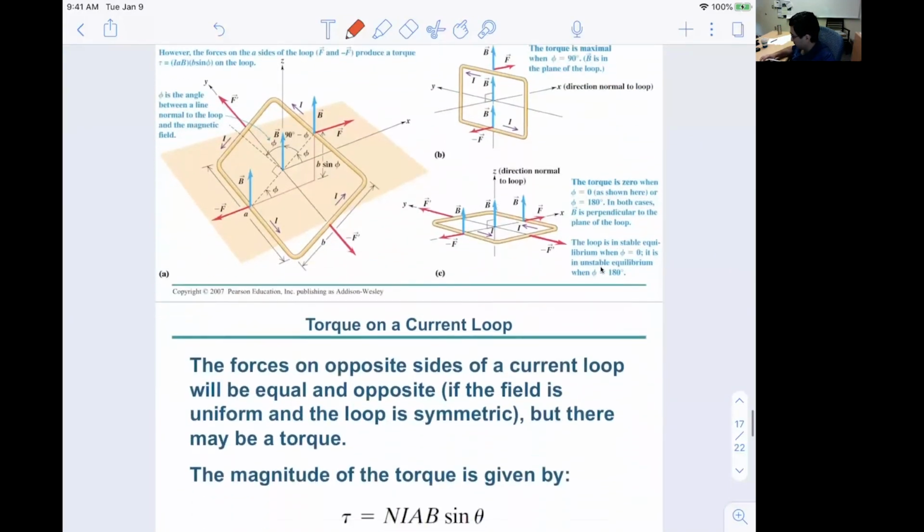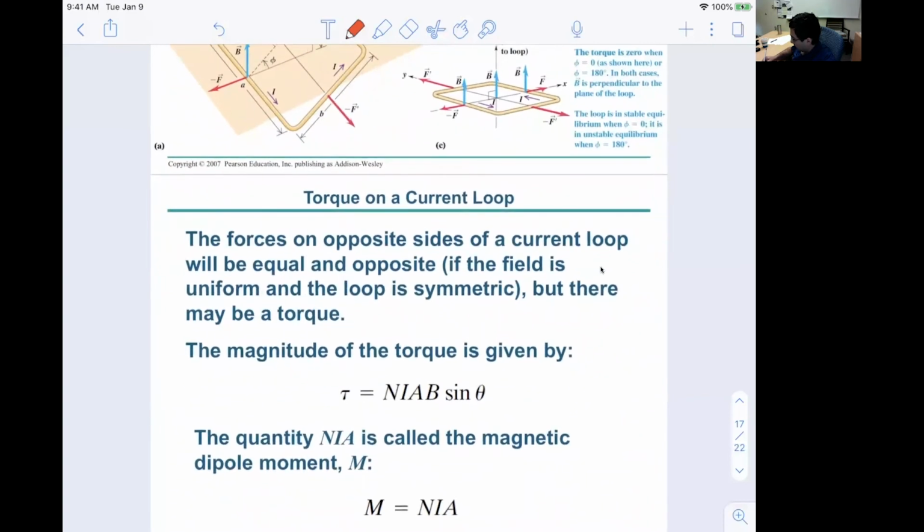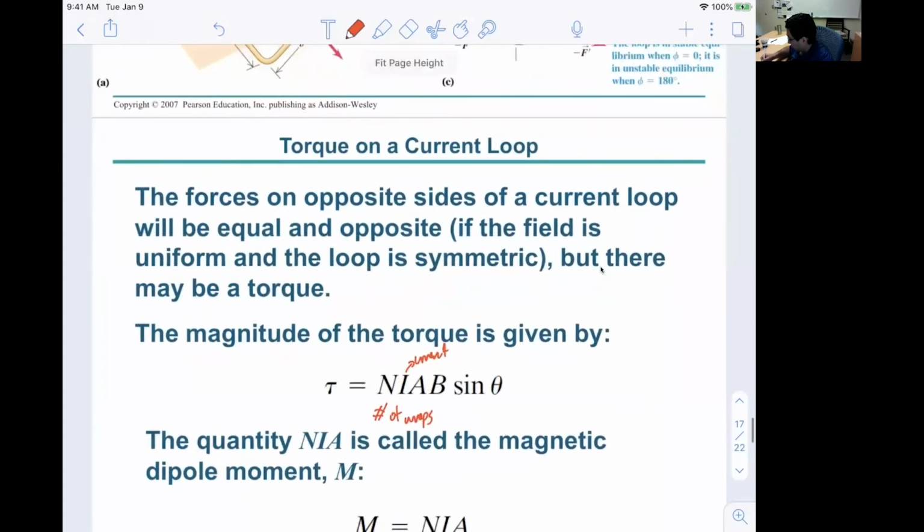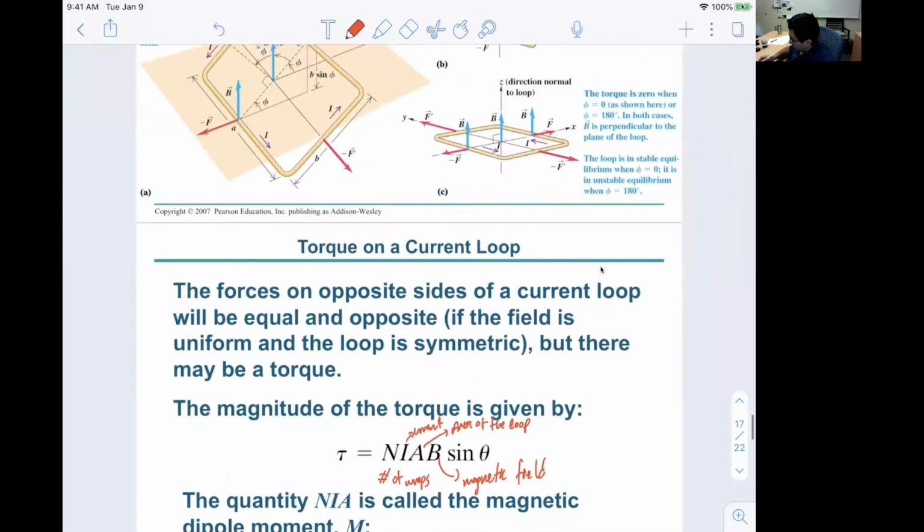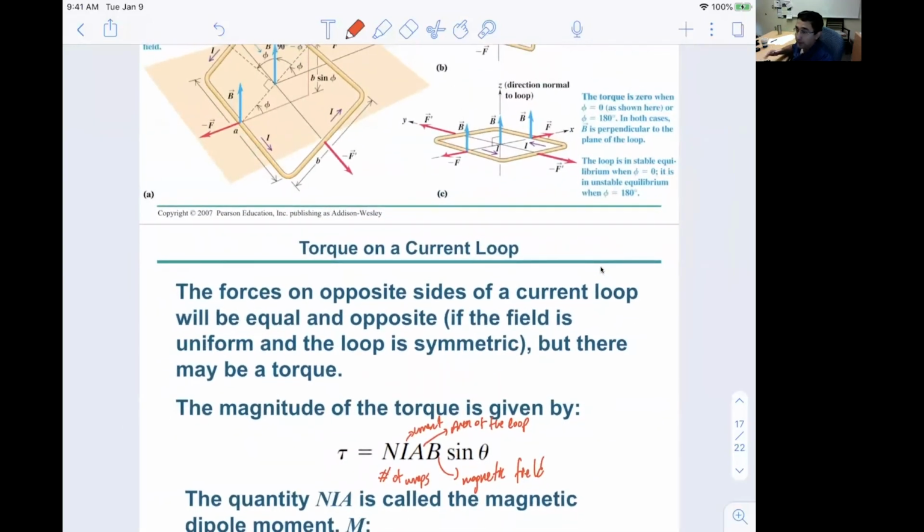And the torque is given by N, the number of wraps, because each loop is going to create the force. So you will have the number of wraps, current, and the area of the loop, and you have the magnetic field. And the angle is going to be this angle. The torque is going to depend on that angle.